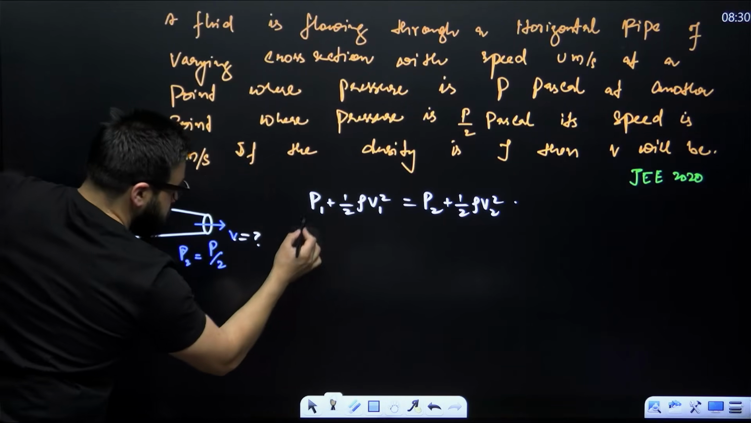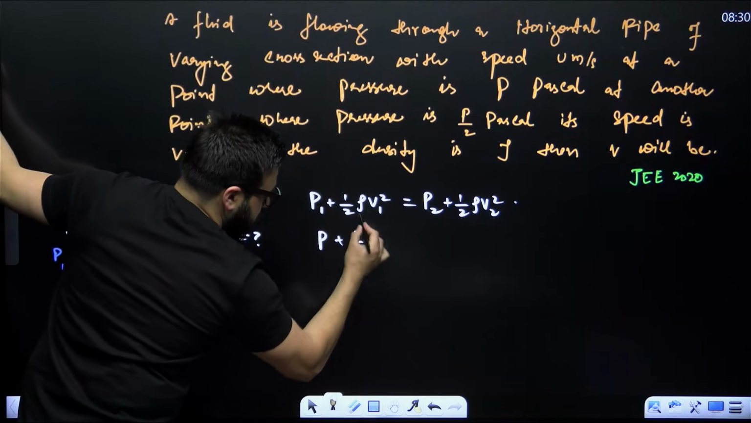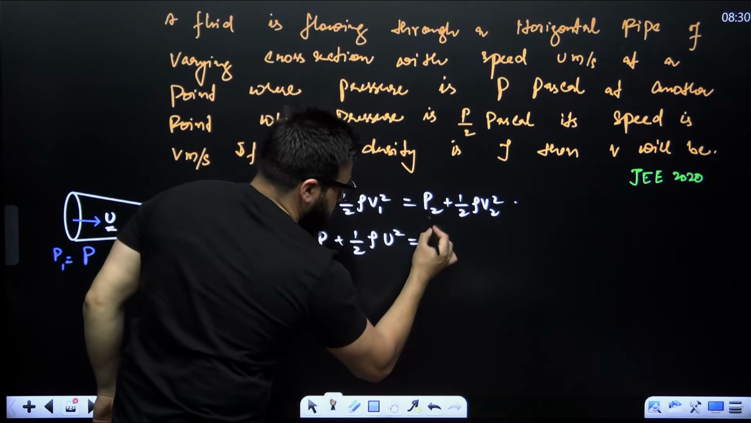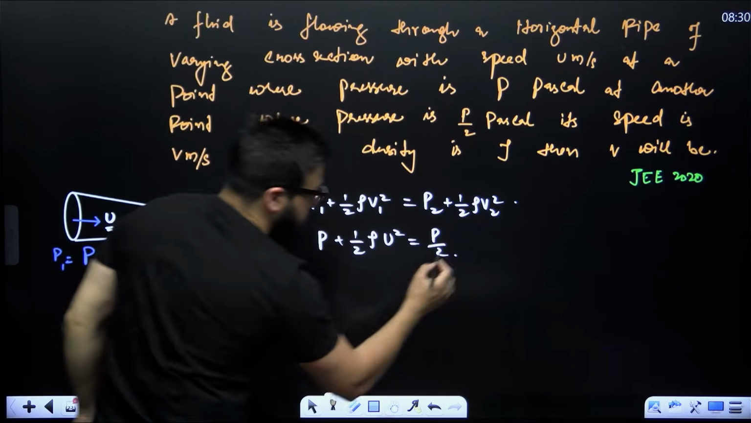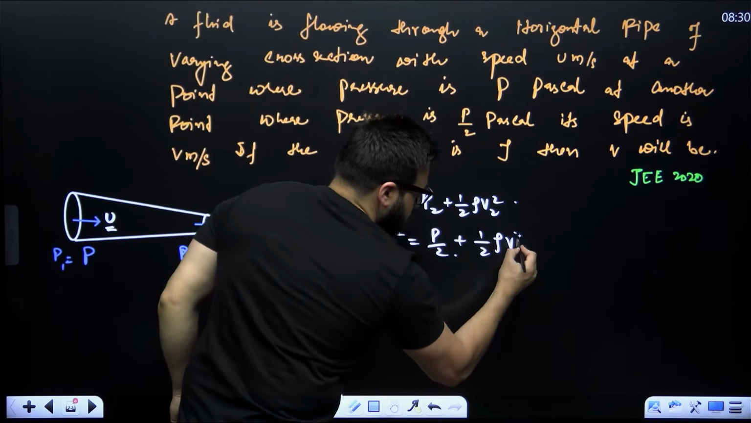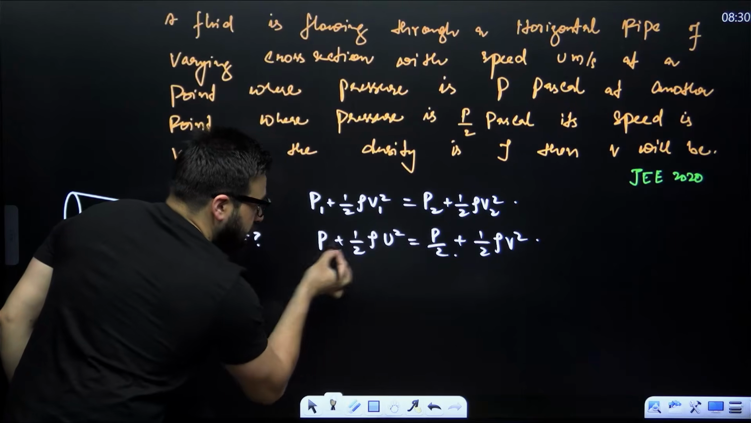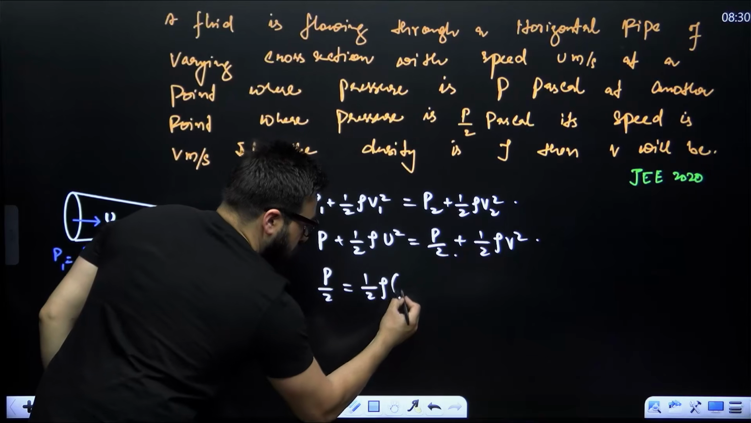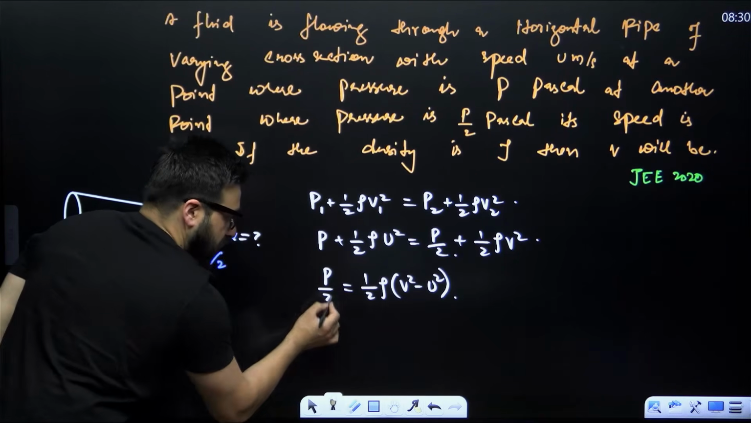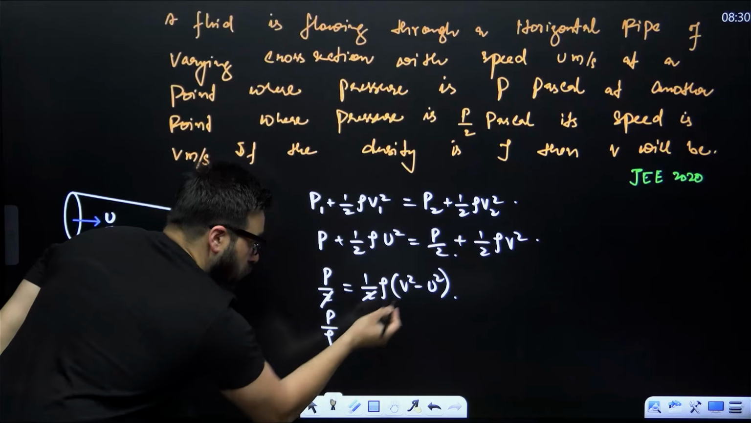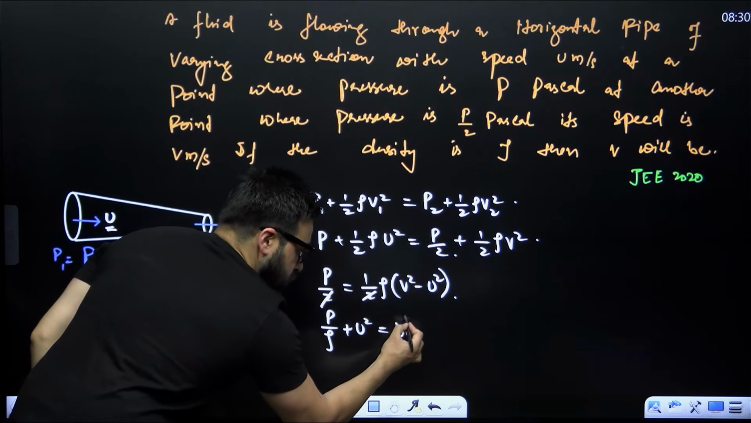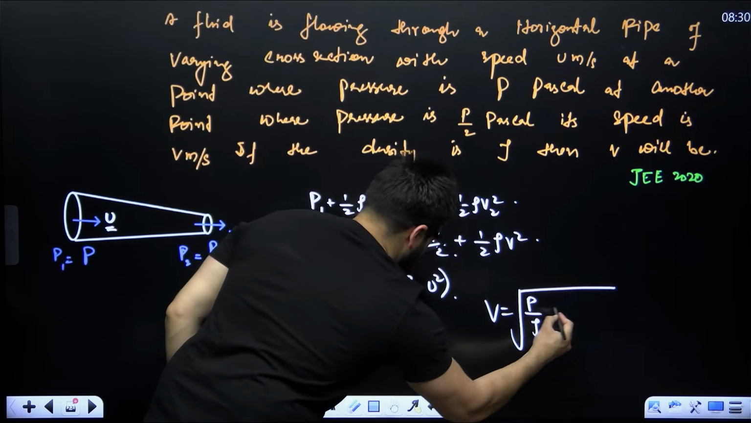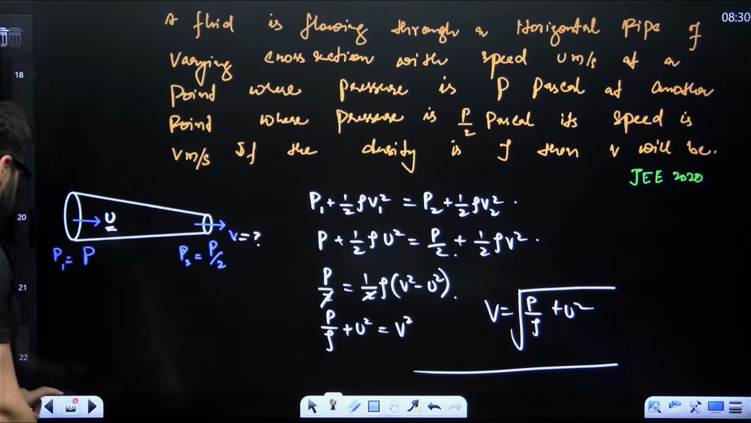Now my dear NEET aspirants, this is P plus 1 divided by 2 rho U square is equal to P2, which is P divided by 2, plus 1 divided by 2 rho V square. Take it over here, so P minus P by 2 is P by 2, is equal to 1 by 2 rho is common, V square minus U square. I am doing the simple calculation, this and this will cancel. So P divided by rho plus U square will be equal to V square. Take the root over here, V will be under root of P divided by rho plus U square. This is the answer to this particular question.